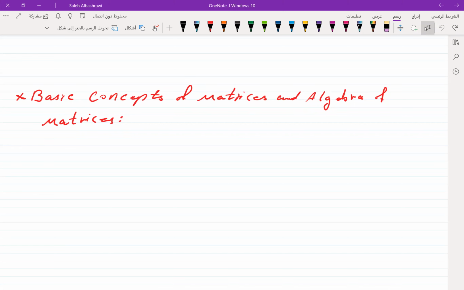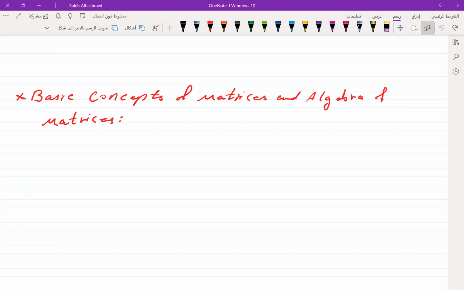Bismillahirrahmanirrahim. Today we are going to speak about the basic concept of matrices and algebra of matrices. In this lecture, we are going to speak about the definition of the matrix, equality of two matrices, and addition of matrices. Then we are going to speak about the properties of matrices and also multiplication of two matrices, plus the transpose of matrices and symmetric matrices.